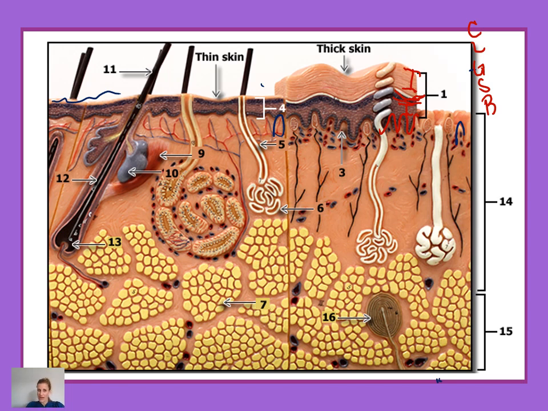All right, hopefully that is super comfortable for you guys. I would go through and just practice labeling this on your own. We'll get to all of these other structures that you see in the next video.